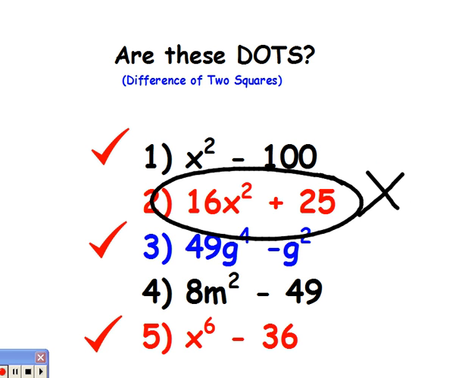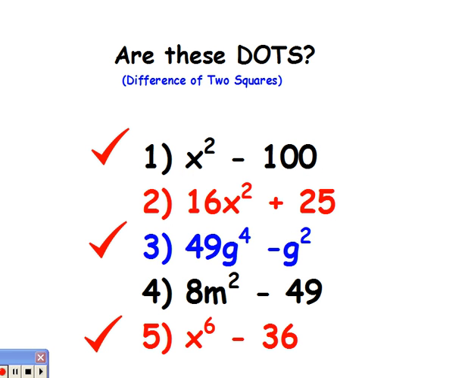Okay, number 3 is a difference of 2 squares. Right here we have 7g squared, and right here we have g squared. So we have the difference of 2 squares. Number 4 is not a difference of 2 squares, even though we have a difference, and this is something squared, but 8m squared is not anything squared, because the 8 is not a perfect square.